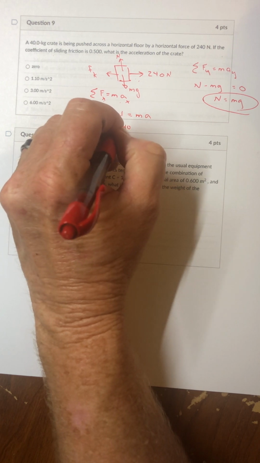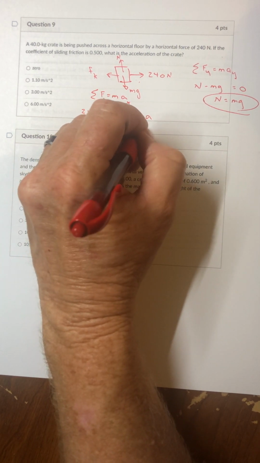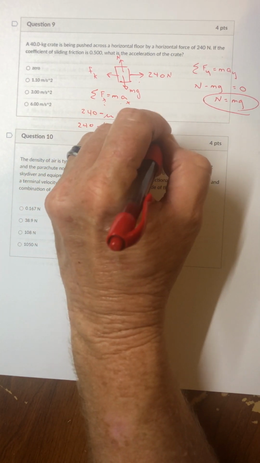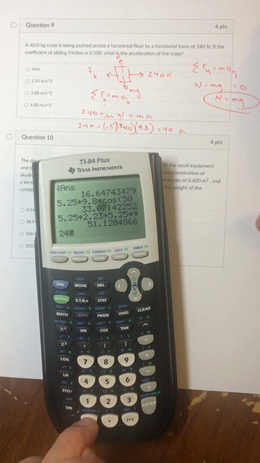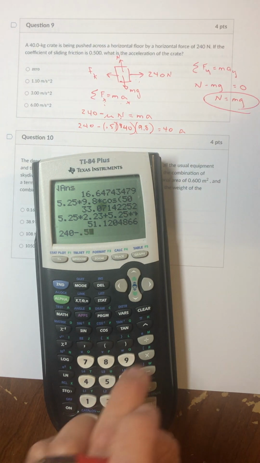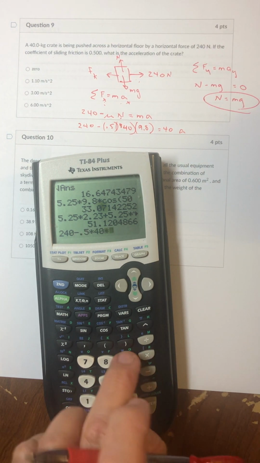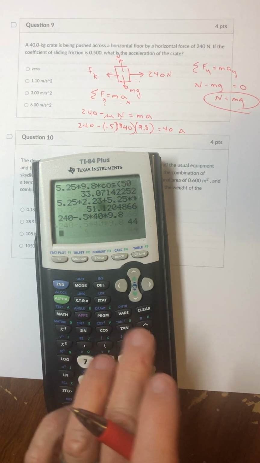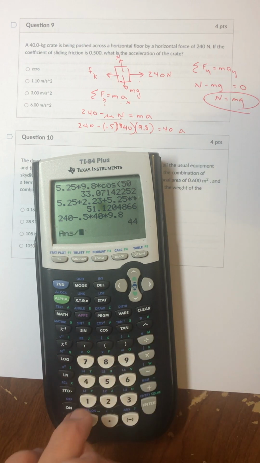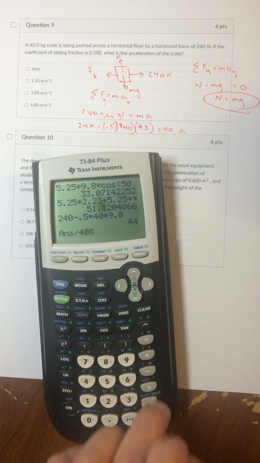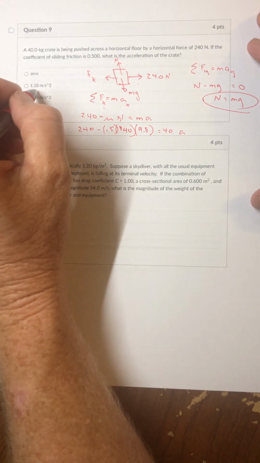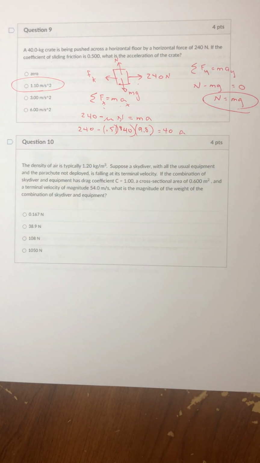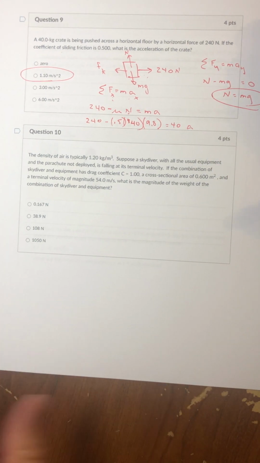and so that's a 40 times a 9.8, and then a 40 and the acceleration. So putting in those numbers, 240 minus 1/2 times 40 times 9.8, and that gives me a number of 44. Dividing that by 40, I get 1.1 meters per second squared. So that's the second one on the list here.